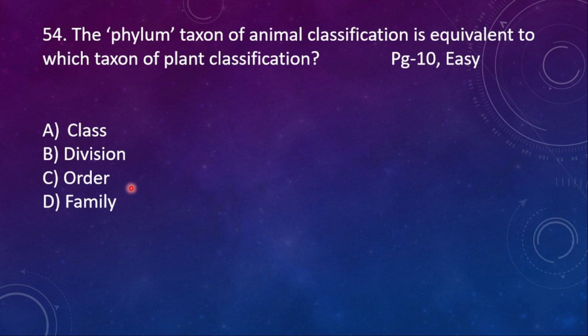54th question. The phylum taxon of animal classification is equivalent to which taxon of the plant classification? Phylum is represented in plants by division. For the plant classification we call that taxon a division, not the phylum. For the animals that taxon is called phylum.